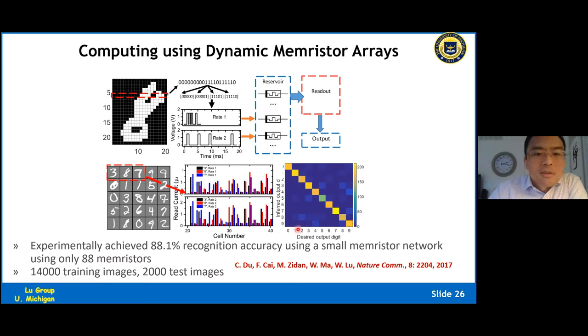Here is the first example where we showed that you can use this reservoir. This is to process images. We convert the spatial data into temporal data. For example, this row is converted into a series of pulses, and it will excite one device, and different rows will excite different devices. The combination of the device states represents the reservoir state, and this can be used to separate the different images, what they are representing. With that, you can get a reasonable performance with a tiny network with only 88 devices. This is a tiny network.